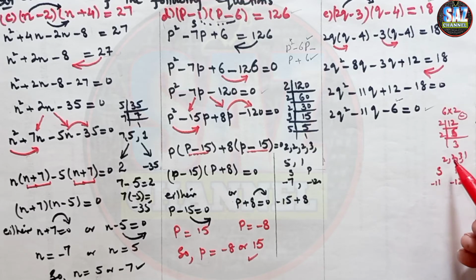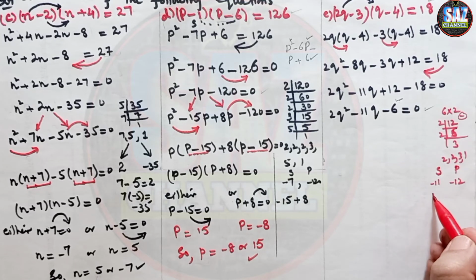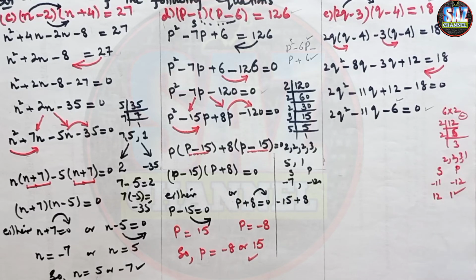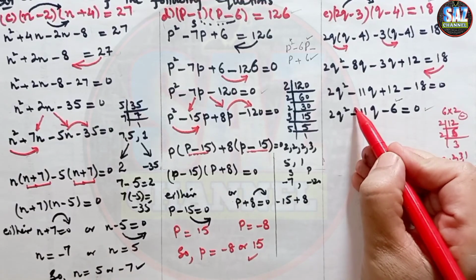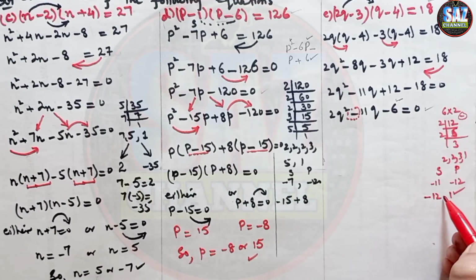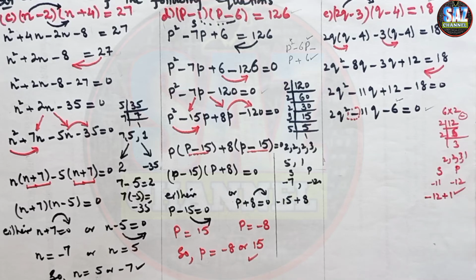Now if I take 4 and 3, 4 and 3 will not give me 11 at all. If I take 12 and 1, 12 multiplied by 1 gives 12, and 12 minus 1 is 11. So 12 and 1 is the suitable choice. And now look, what is the sign of the middle term? This is really important. It is negative, so the bigger factor will have the negative sign and the smaller will have the positive.